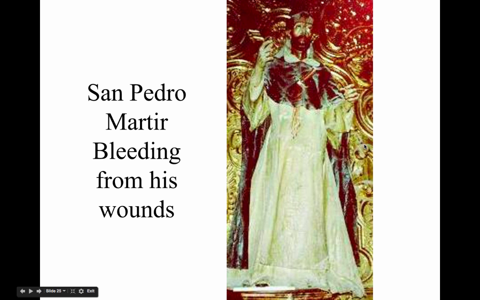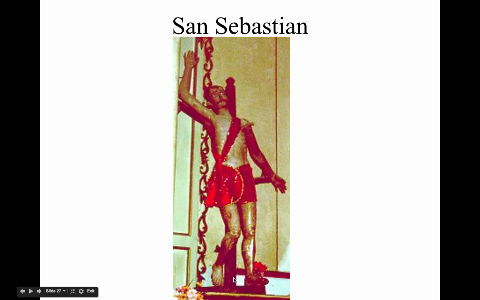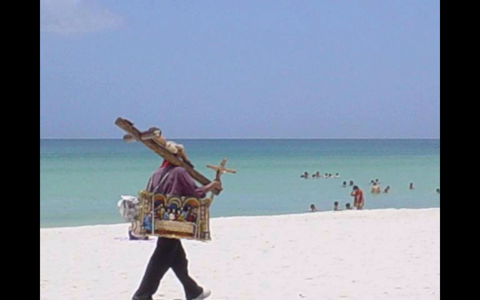So really gruesome stuff. This, I forget which saint this is, but here he is shown in the church in flames, so being burned at the stake. This is Saint Sebastian. He was shown stabbed with many arrows, so he was shot up with arrows is his story, right? So that very openly shown in this church.